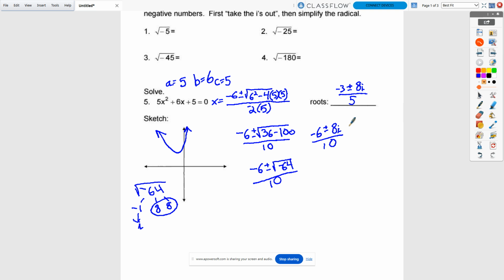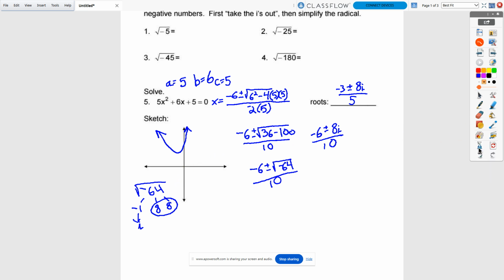And what that does is it just gives us a factored form that we can use. So if I were to take this and put it in the factored form using my root form, I'd say x minus the negative 3 plus 8i over 5, times x minus the negative 3 minus 8i over 5, and it would get me back to that original equation. So that's part of the reason why we use that factoring.